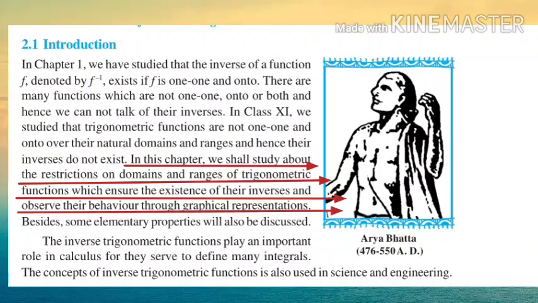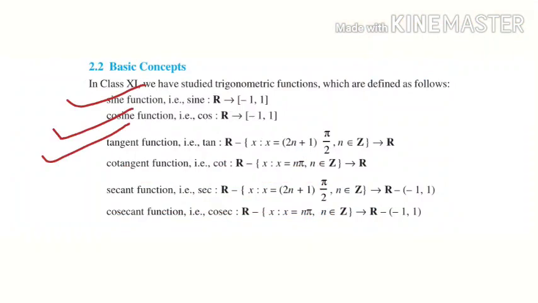In this chapter, we shall study the restriction of domains and ranges of trigonometric functions which ensure the existence of their inverse, and observe their behavior through graphical representation. In class 11th, we have studied trigonometric functions sine, cos, tan, cotangent, secant, cosecant, etc. And we have discussed their domains and ranges also.